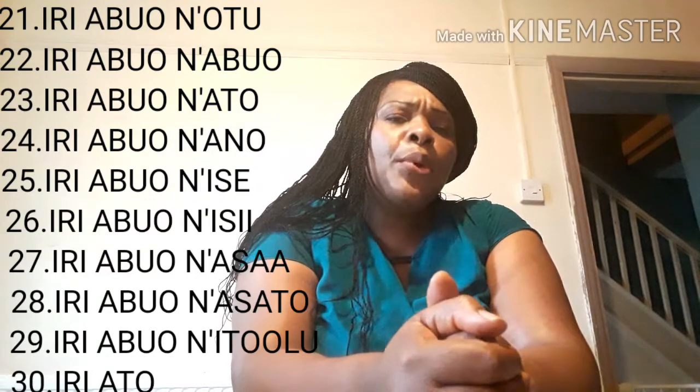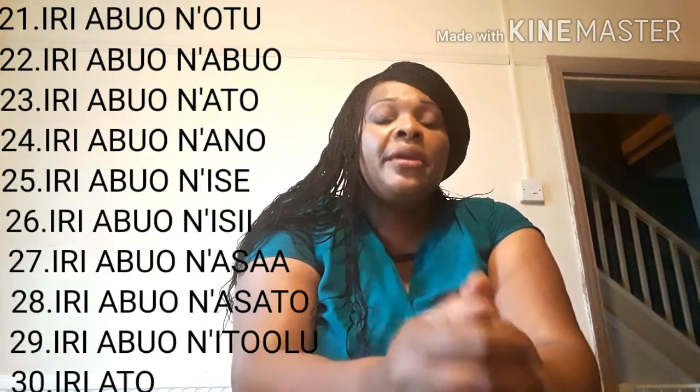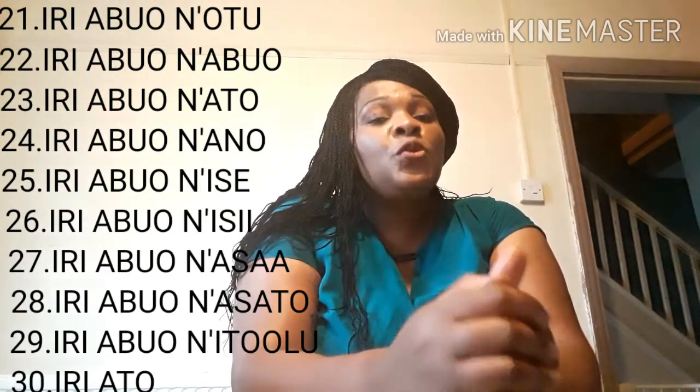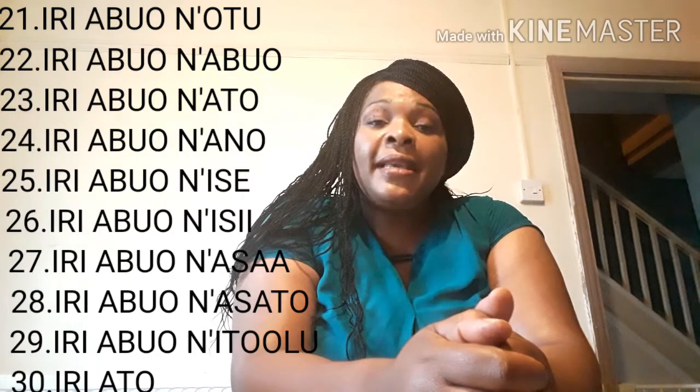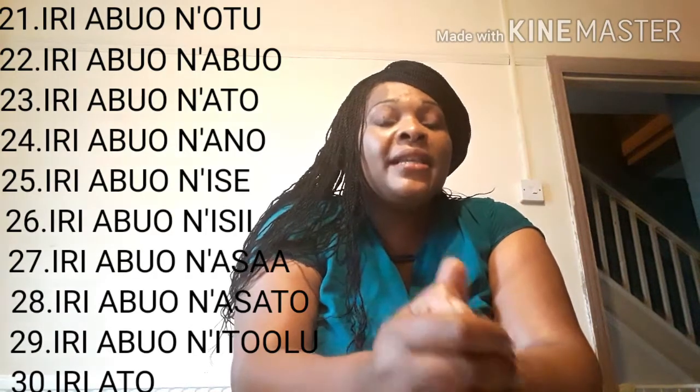22, iri abụọ na abụọ. 23, iri abụọ na atọ. 24, iri abụọ na anọ. 25, iri abụọ na ise. 26, iri abụọ na isii. 27, iri abụọ na asaa. 28, iri abụọ na asatọ. 29, iri abụọ na itoolu.